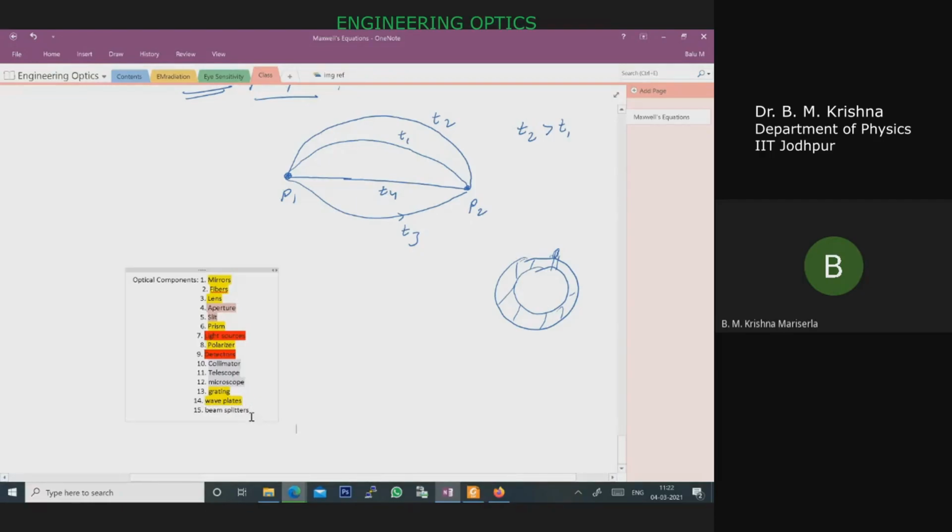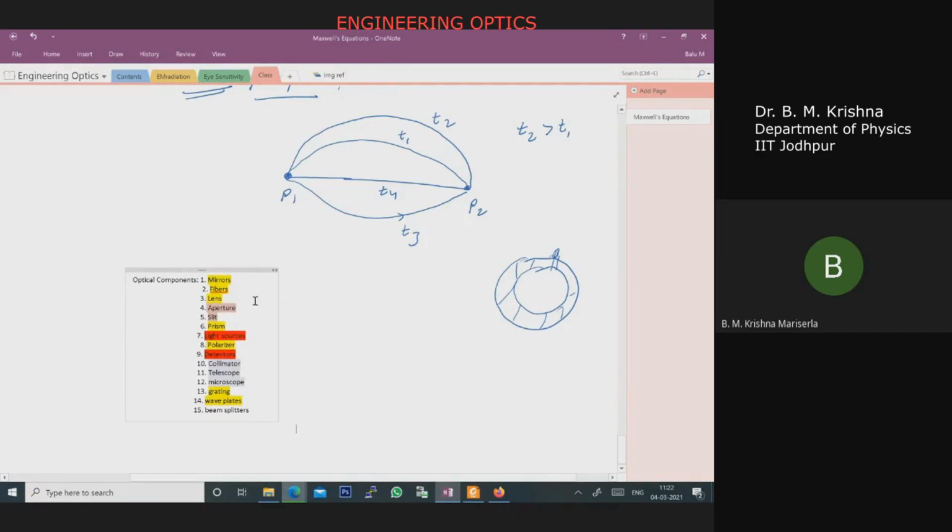Okay, so this is a beam splitter. That means it can split a beam into two beams. You take one beam of light, and it can be split into two beams depending upon how much transmission and how much reflection, depending upon the design of the beam splitter.